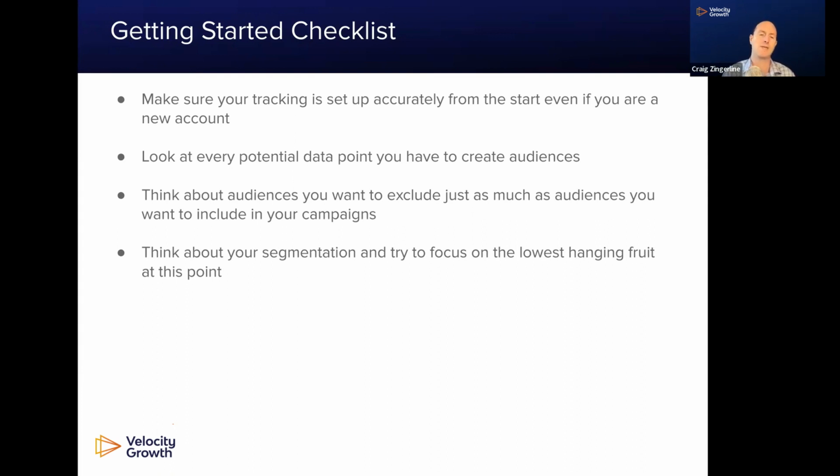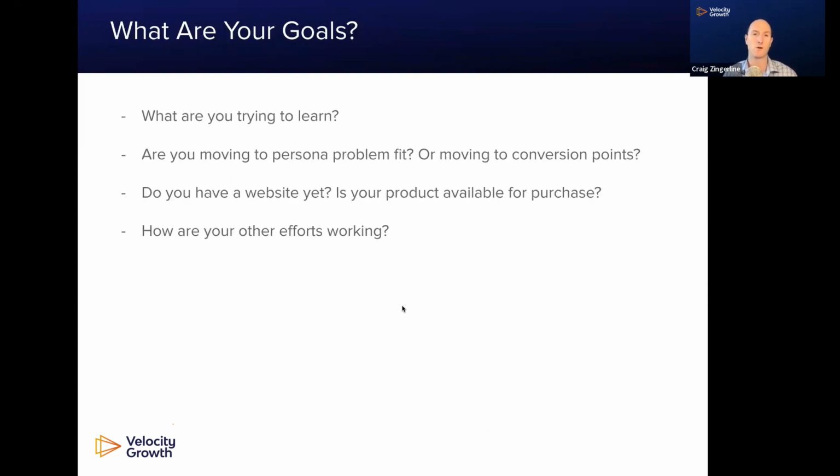You also want to look at every data point that you might have about your current audience. And I'll walk through this in a minute here. You also want to think about what audiences you want to exclude from your campaign, just as much as you want to look at who you want to include. And then think about your segmentation and try to focus on any segments or key customer areas that you think are lower hanging fruit at this point that will be easier for you to go after.